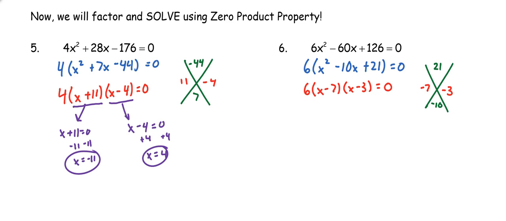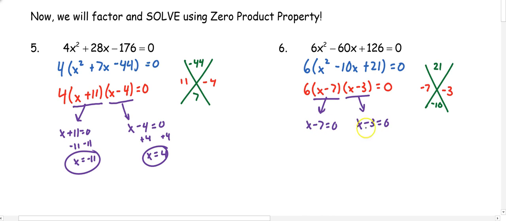So again, I have two quantities that have an x in them. So I'm going to set each quantity equal to 0. So I'm going to use the x minus 7 and the x minus 3. So when I set those equal to 0, in order to solve in the first equation, I add 7 to both sides, and x equals 7. The second one, I add 3 to both sides, and x equals 3.